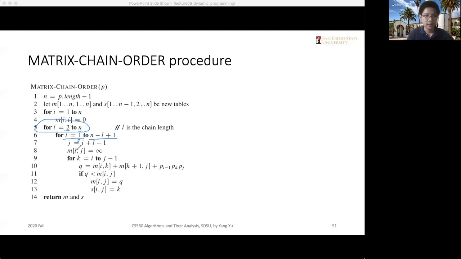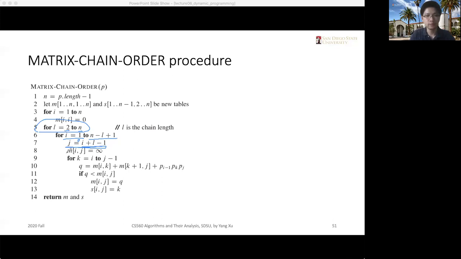And j is the index relative to i. Because j equals i plus L minus 1, j minus i would be L minus 1, which means the length of the window is L. So this is also determined by i and L.